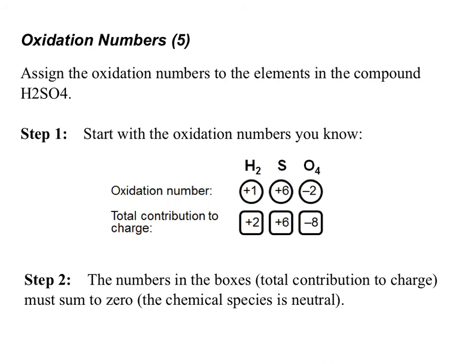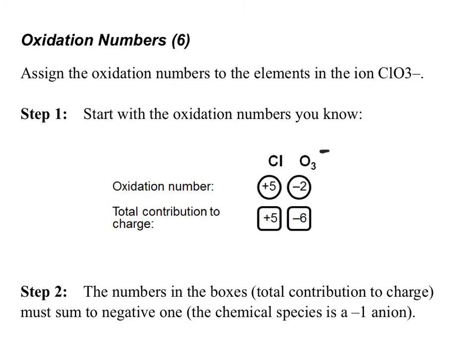Let's do another one. Assign the oxidation numbers to the elements in the compound H2SO4, sulfuric acid. Well, step 1, we start with the oxidation numbers we know. Hydrogen is +1, oxygen is -2. Once again, there are 4 oxygens, therefore the total contribution is -8. There are 2 hydrogens, that is +2, to give us a total of -6. As the compound is neutral, the single sulfur must have a total contribution of +6, making its oxidation number also +6.